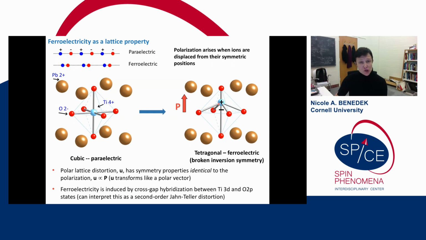The polar lattice distortion, let's call it U, has symmetry properties that are identical to the polarization, so it transforms like a polar vector. And in materials like barium titanate and lead titanate, these d0 titanate perovskites, the polar lattice distortion is induced by cross-gap hybridization between the titanium 3d states, which are formally empty, and the filled oxygen 2p states.